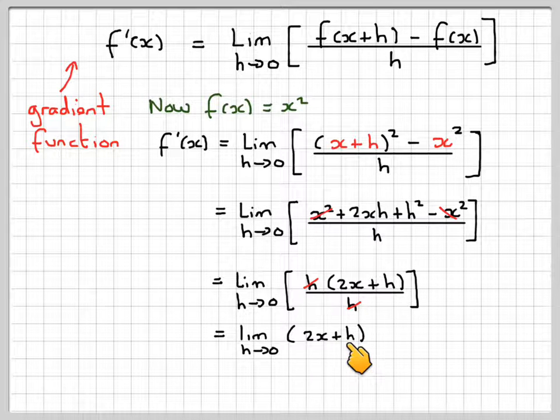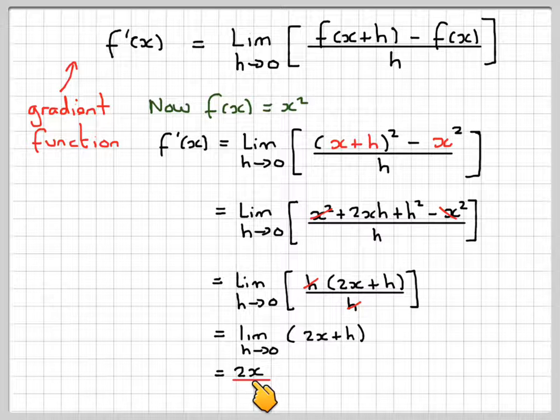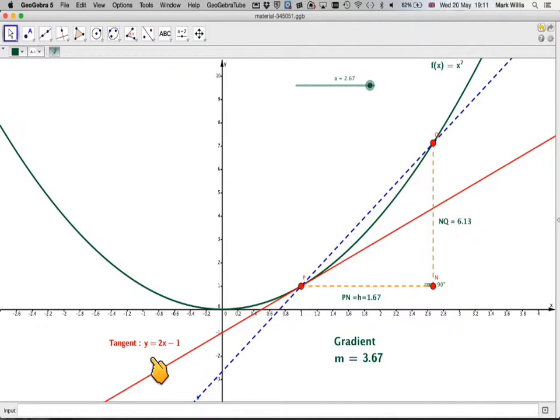And now what we really say is a little trick here. We say h is so small that we will actually ignore it, and we'll say that the gradient function is 2x. And if I went back to that drawing, as h was very small, 0.01, the gradient here, you can see, is tending towards 2. And if I put 1 in here, the value of the x-coordinate, 2 times 1 is 2, so we get the gradient of 2. And if we go back to the drawing, we can see that the tangent actually does have a gradient of 2. This is the equation of this line, using y is equal to mx plus c, m is 2, so the gradient is actually 2.